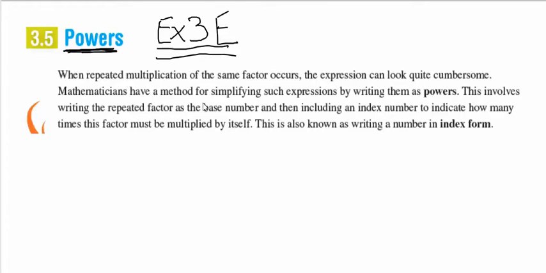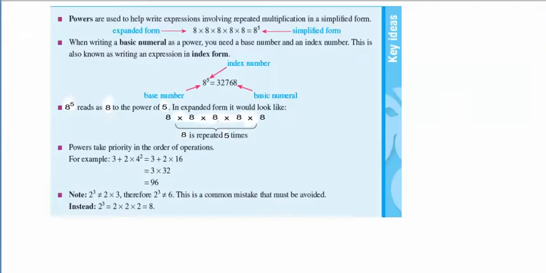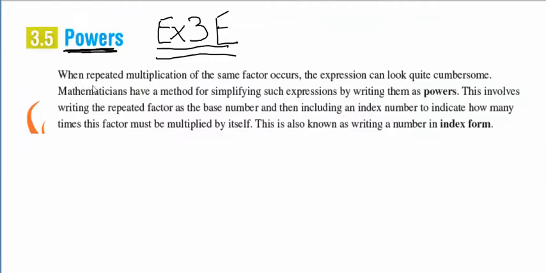So this is just some general information that we're going to read through, but most of the details that you need to write down are going to be in the next slide. So let's just deal with this one first though. When there is repeated multiplication of the same factor, so basically the same number, for example 5 times 5 times 5, and I could keep going if I wanted to, the expression can look quite cumbersome, quite lengthy and a bit painful really. So mathematicians have a method for simplifying such expressions by writing them as powers.